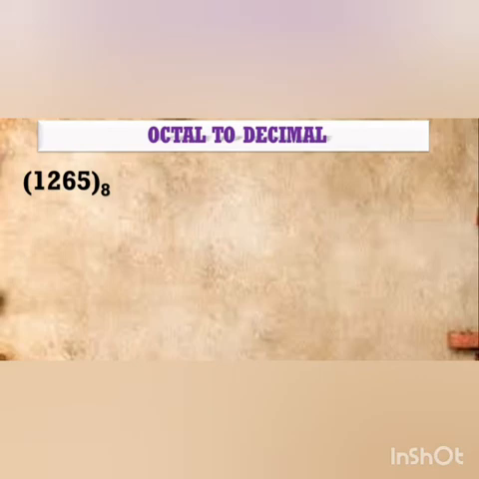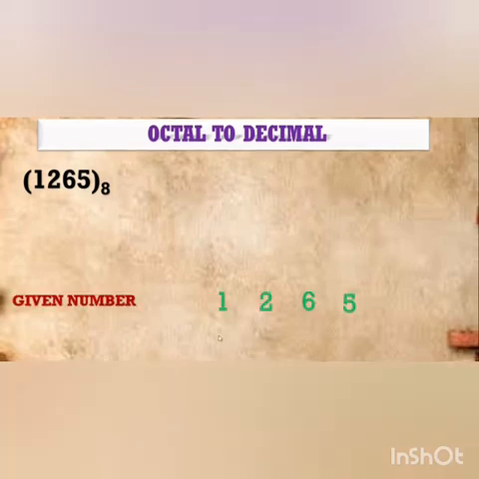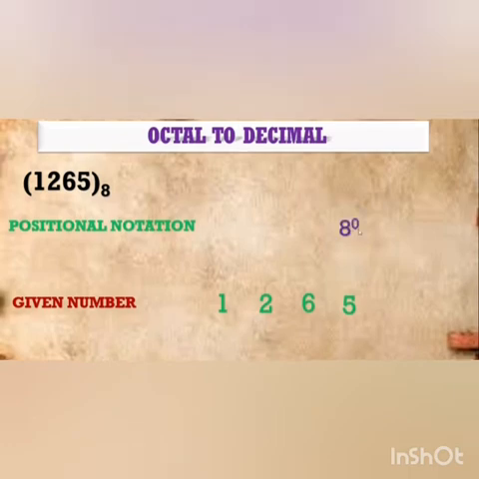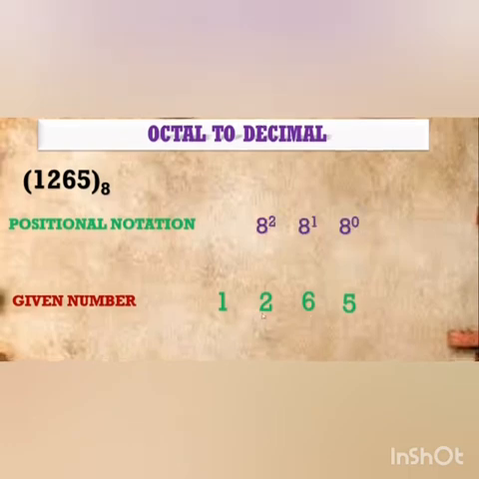Based on the radix value, we can easily identify what type of number system it is. Here the radix value is 8, that is, the base value is 8, so we can easily say that this is an octal number. Now we are going to write the given number, that is 1265. The next step is to write the positional notation, that is, powers of 8 from right to left: 8 power 0, 8 power 1, 8 power 2 and 8 power 3.